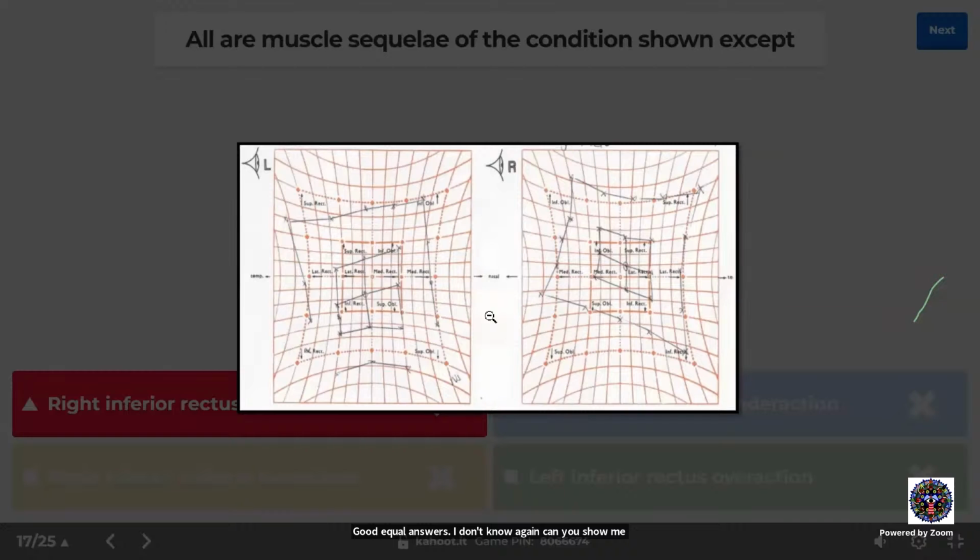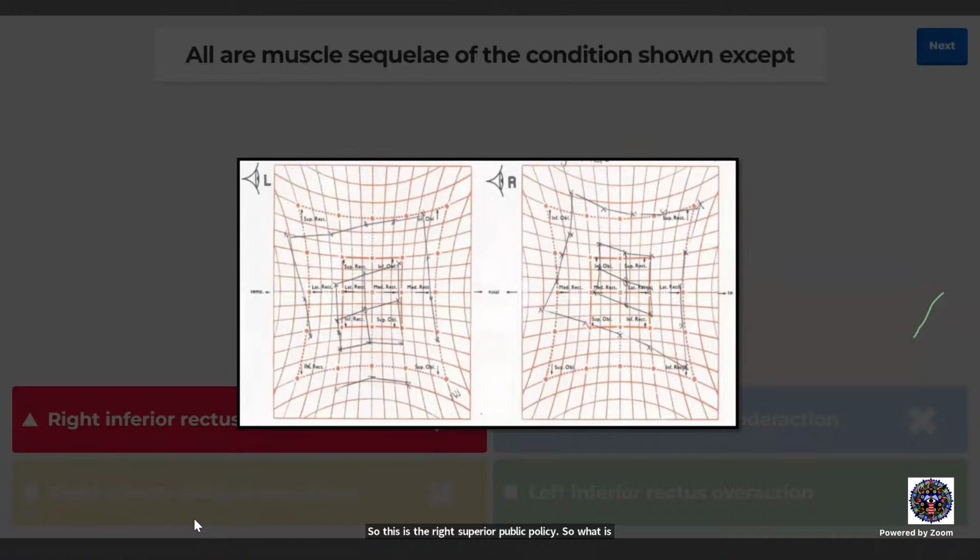Carefully, when you read the H chart, you look for the muscle which is underacting. So here it is the superior oblique. So this is the right superior oblique palsy. So what is the muscle sequelae? The first muscle sequela is the immediate overaction of the ipsilateral antagonist. The antagonist of the ipsilateral superior oblique is the inferior oblique. So this is one of the answers. So right inferior oblique overaction has to happen.